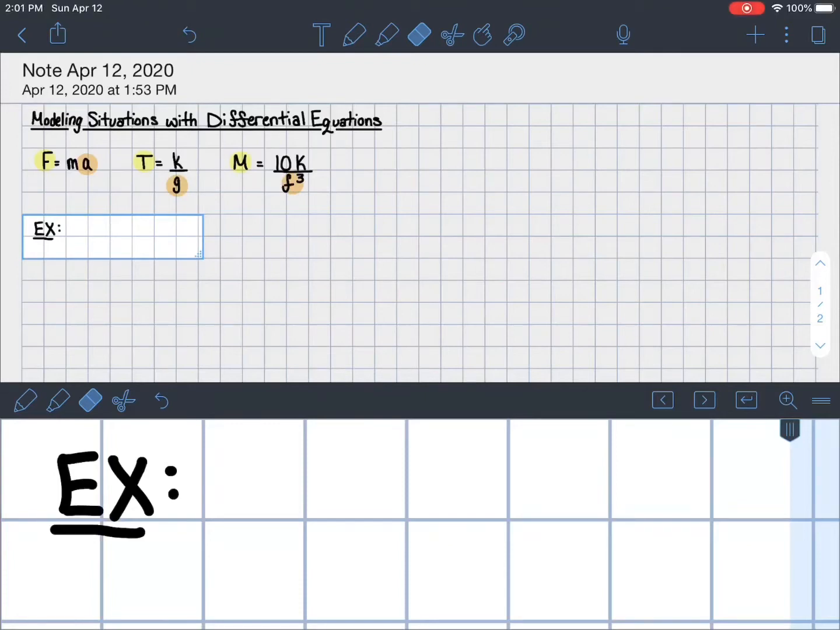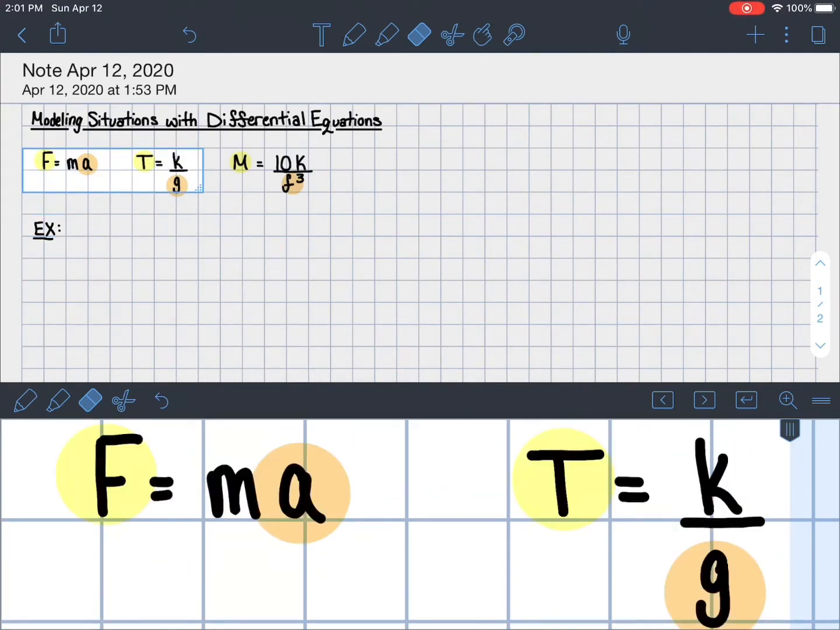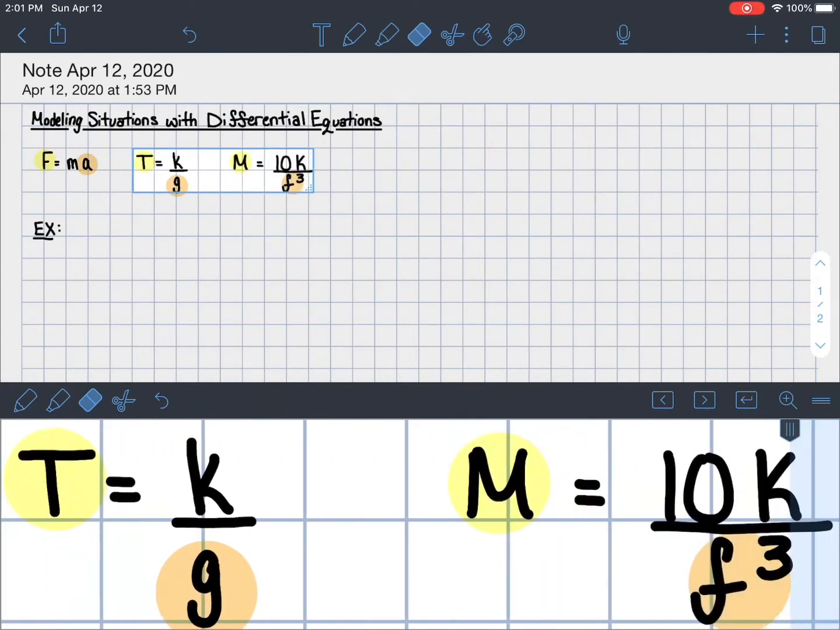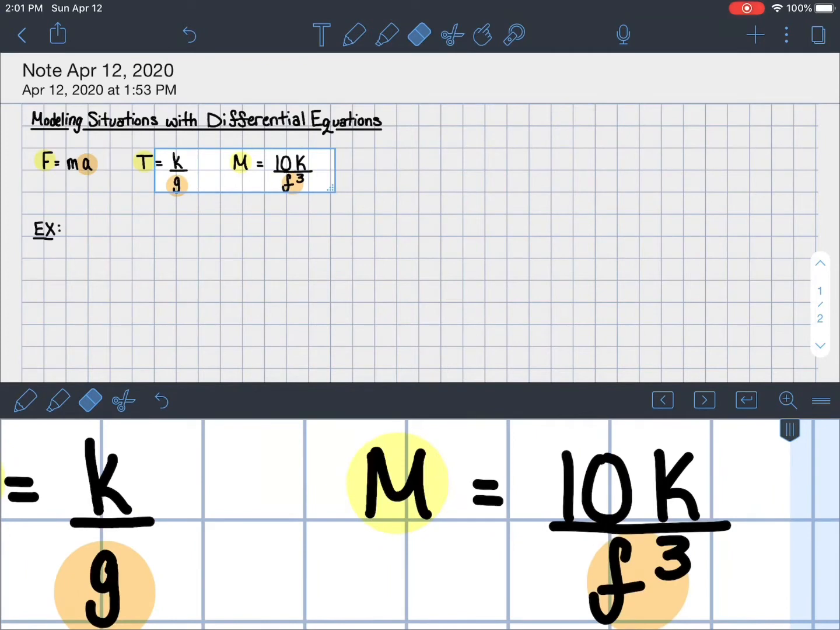Today we're going to go over some modeling situations with differential equations. We'll start with a reminder of some vocabulary. F is in a direct or proportional relationship with A. In the next example, T is indirectly or inversely proportional to G. And in the last example, M is in an inverse cube relationship with F.